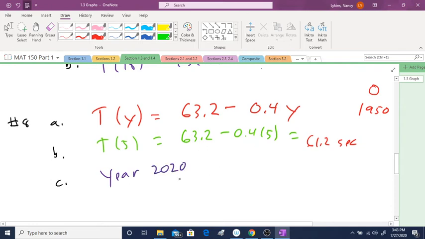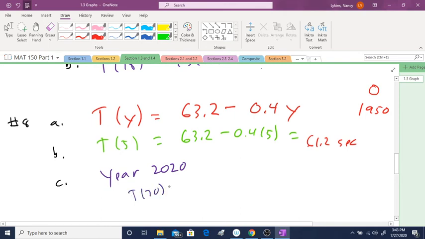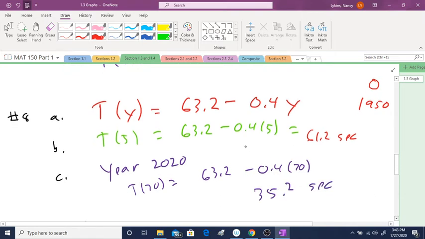Well, the difference between 2020 and 1950, if you do the math, is going to be 70 years. So that means it's 63.2 minus 0.4 times 70, which is 35.2 seconds. What it's doing is decreasing. So finally it's going to reach 0 and then go negative. So is it going to be indefinite? No, because at some point it's going to bottom out. And instead of decreasing by 0.4, it may decrease by 0.1 or maybe 0.05.